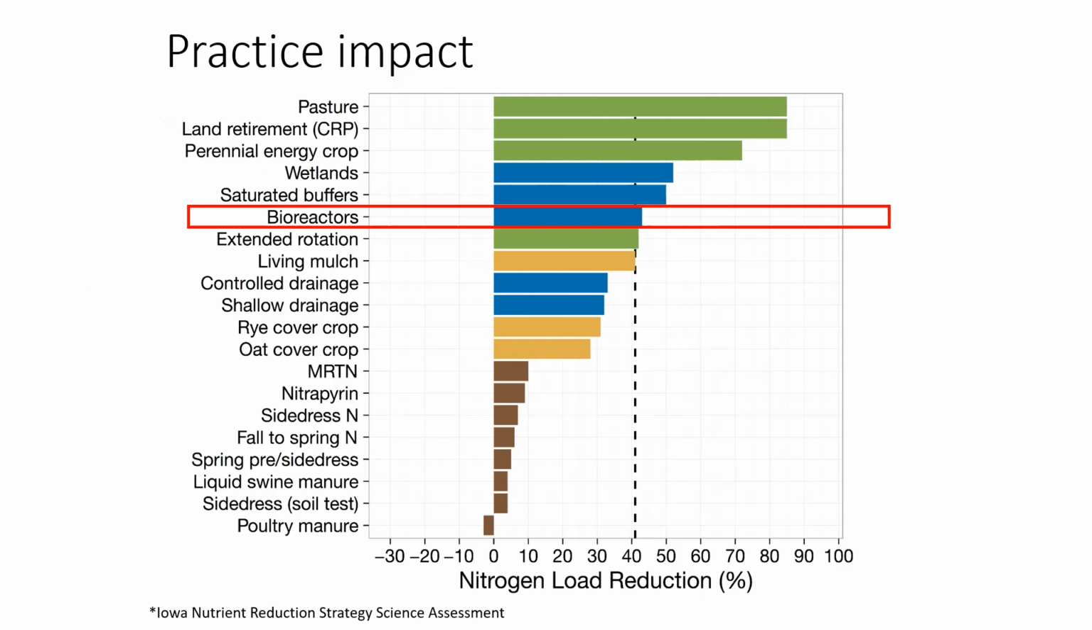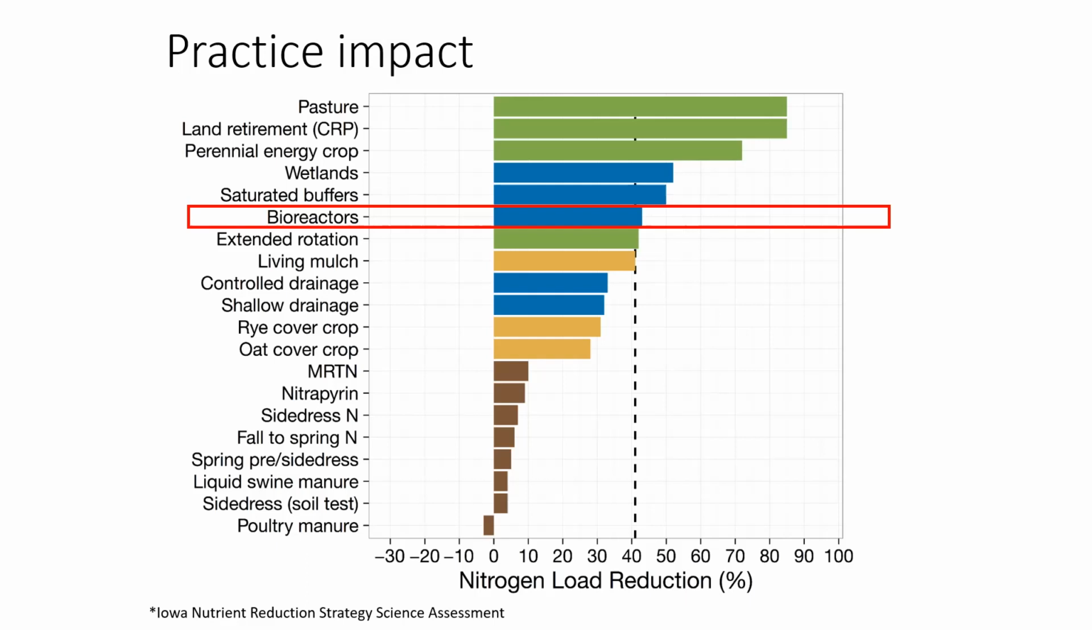This is just a graph compiled from the data from the Iowa nutrient reduction strategy. For bioreactors, they really looked at studies from across the Midwest that's kind of comparable to Iowa, the performance of those bioreactors, and they noticed about a 42% nitrogen load reduction. I always go back to the percent load reduction, in my mind, is not the most important number. I'd be more concerned with the overall load reduction.